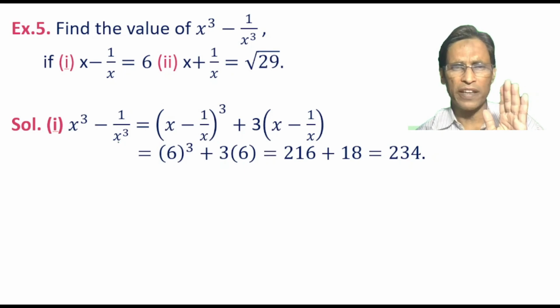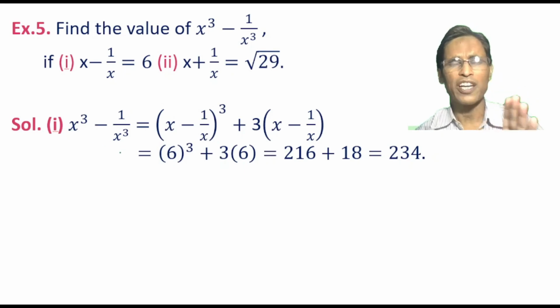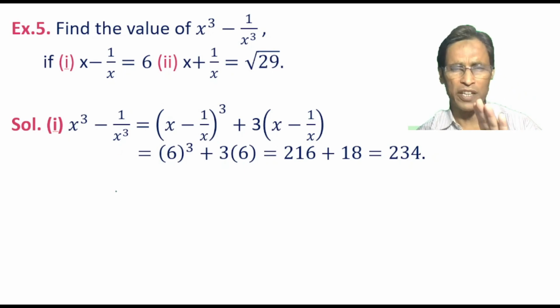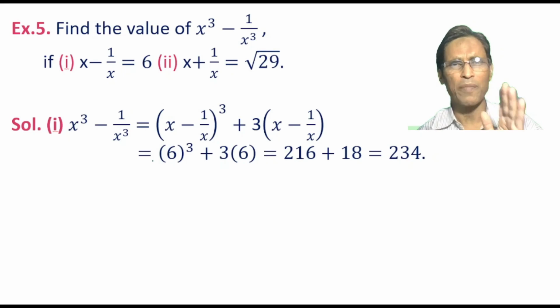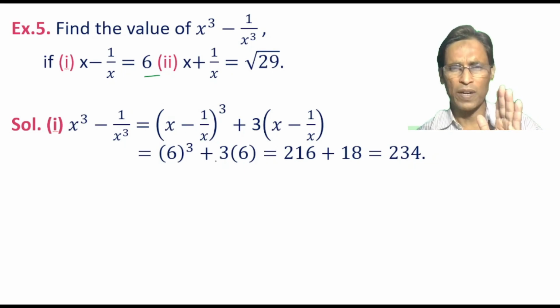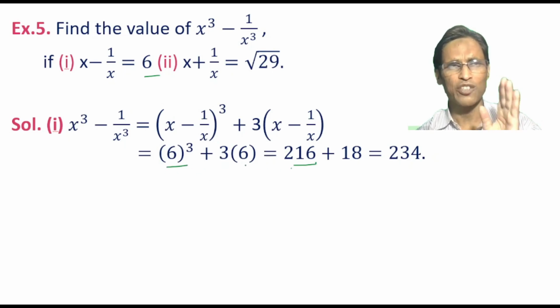x cube minus 1 by x cube is based on the identity a cube minus b cube, which is equal to (a minus b) to the whole cube plus 3ab times (a minus b), and this is what is mentioned here. Now we replace the term x minus 1 by x by the given value 6, and therefore (x minus 1 by x) to the whole cube comes 6 to the power 3 plus 3 times (x minus 1 by x) comes 3 into 6. 6 to the power 3 comes 216, and 3 into 6 comes 18. Therefore the sum of 216 and 18 comes 234.